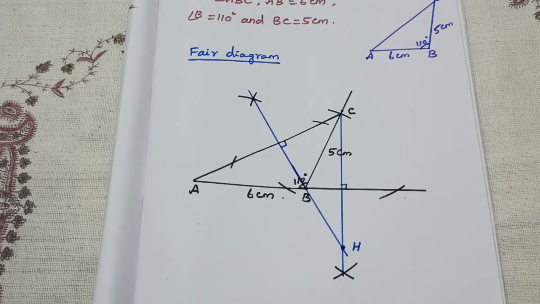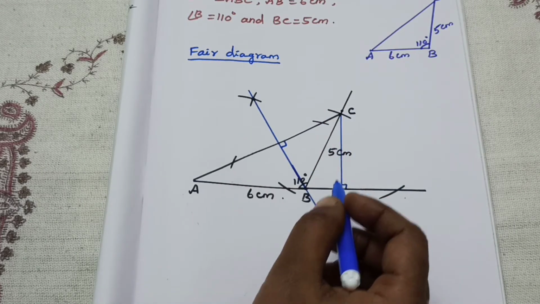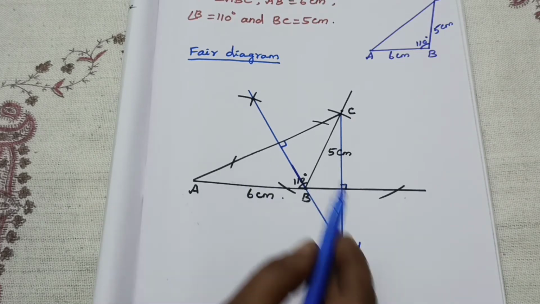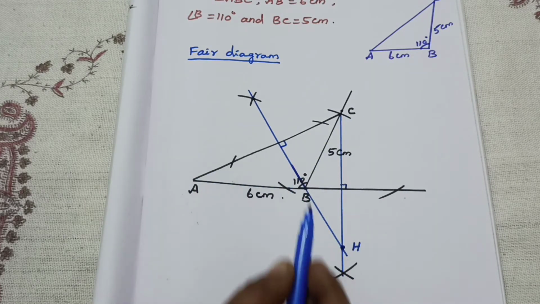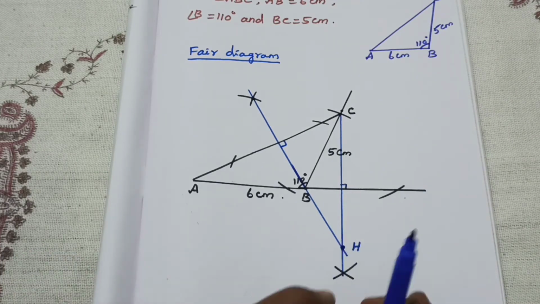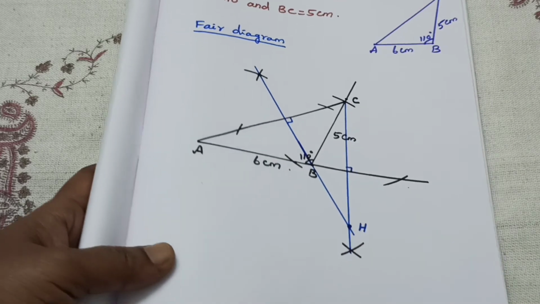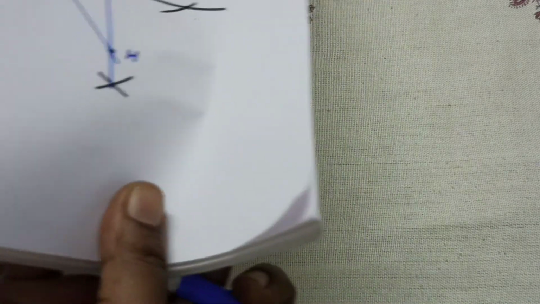If this is an obtuse angle triangle, then where will the orthocenter come? Outside of the triangle. This is the triangle. Outside only it will come. Have you understood? Any doubt? Then the construction, everything you can write on your own. Same model you can write.